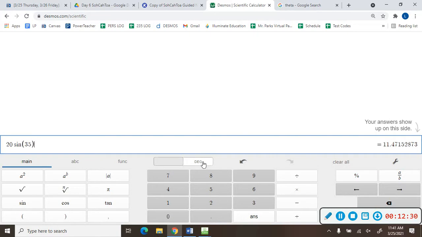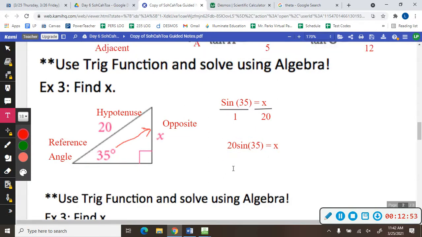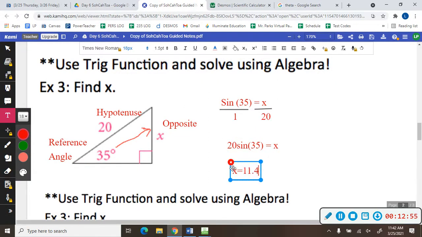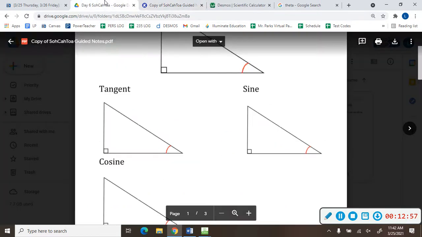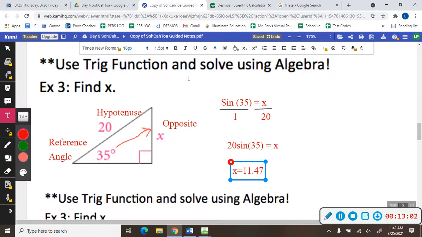And notice this is on degrees. You guys aren't going to learn about this in this class to my knowledge, but you can switch between degrees and radians. Those are two different ways of measuring. But make sure it's on degrees. It is. And that's 11.47152873. So I would say x equals 11.47152873.